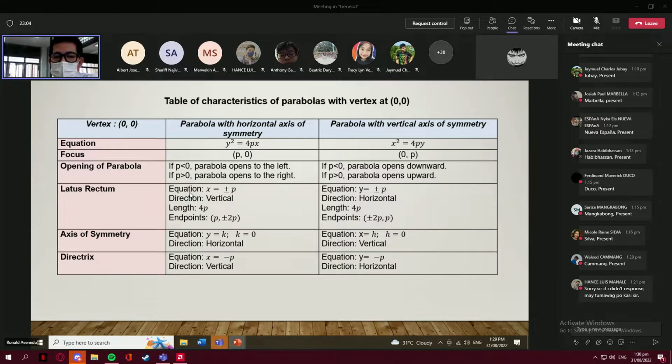Then we have here the guide. Later on, we're going to use this, so that is why I am asking you to screenshot this.